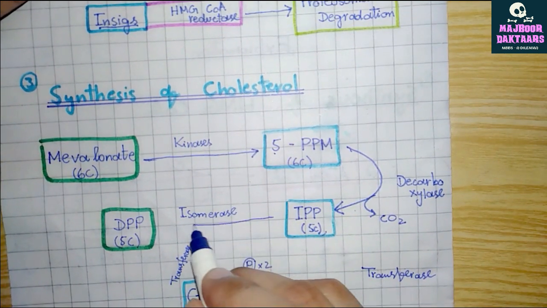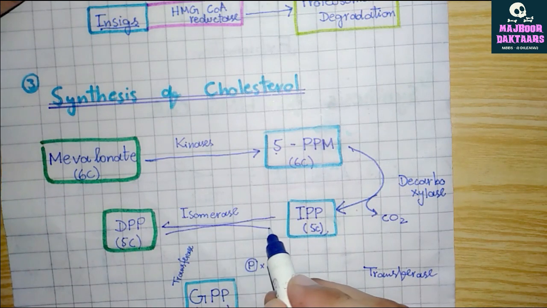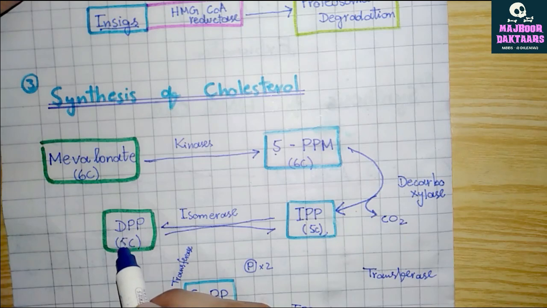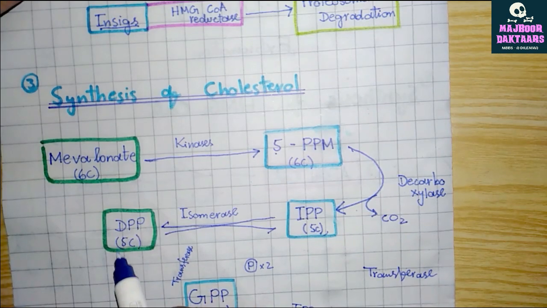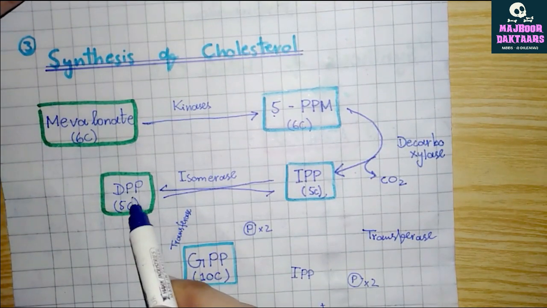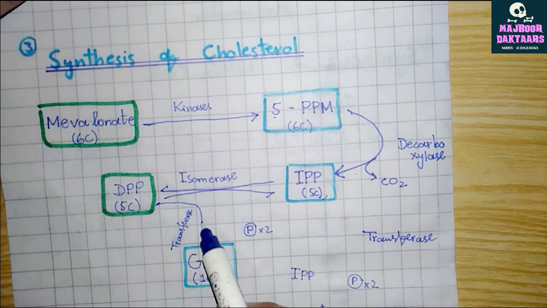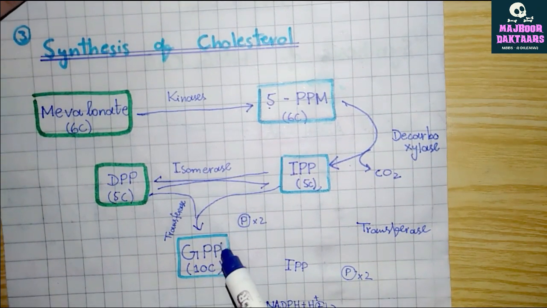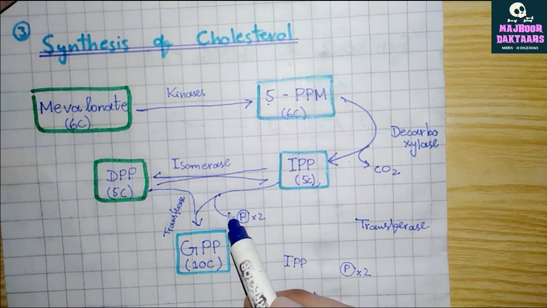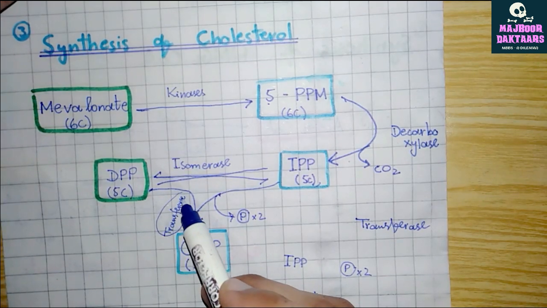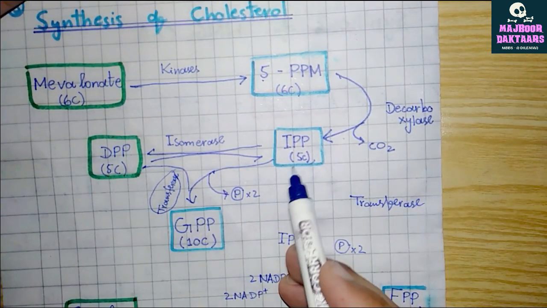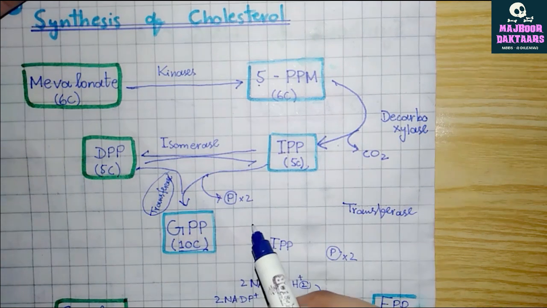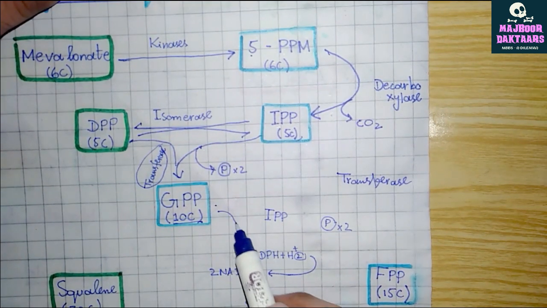Now this compound undergoes isomerization, which is reversible, on the action of isomerase enzyme, and converts into dimethylallyl pyrophosphate, which is also a 5 carbon compound. Now the dimethylallyl pyrophosphate and the isopentenyl pyrophosphate, both of these combine together, undergo condensation and release 2 phosphate molecules on the action of transferase enzyme to get converted into a 5 plus 5, 10 carbon compound, which is known as geranyl pyrophosphate. Now this geranyl pyrophosphate further undergoes condensation.